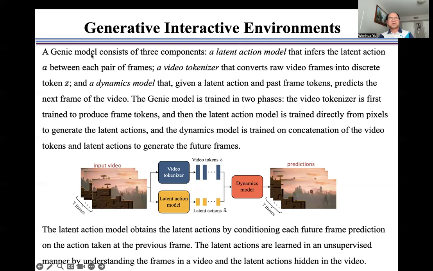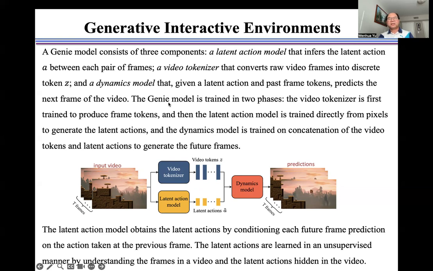A Genie model consists of three components, namely a latent action model that infers the latent action A between each pair of frames, a video tokenizer that converts raw video frames into discrete tokens Z, and a dynamics model that, given a latent action and past frame tokens, predicts the next frame of the video as shown here.